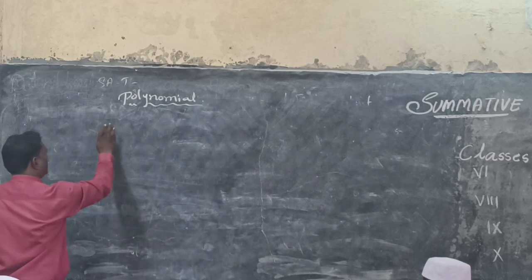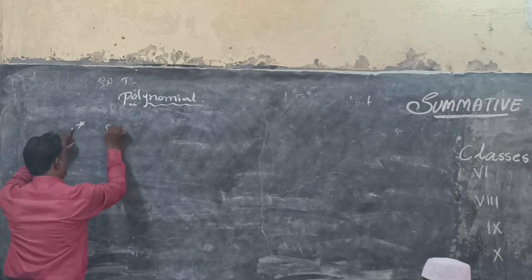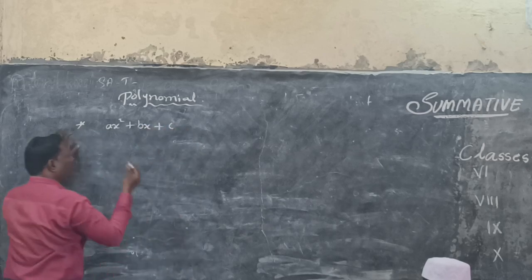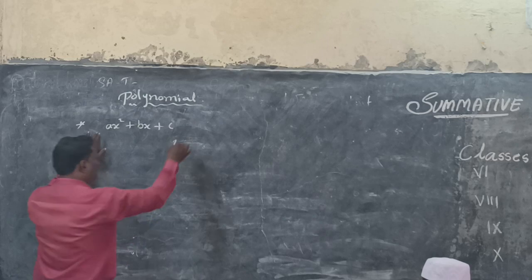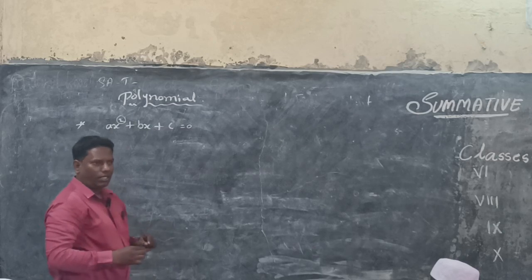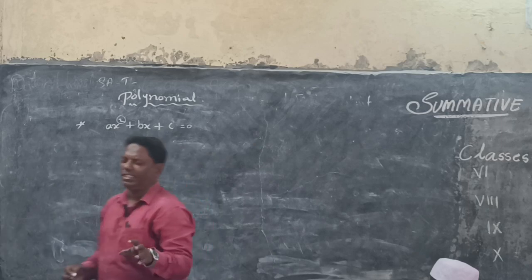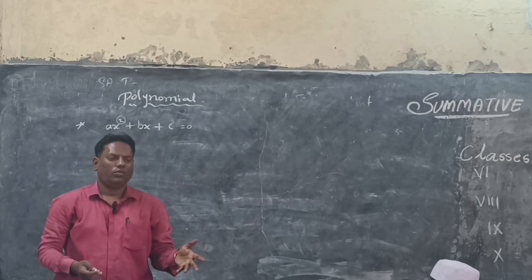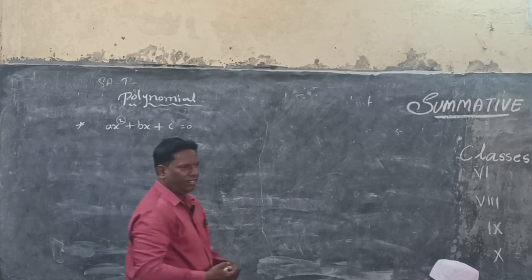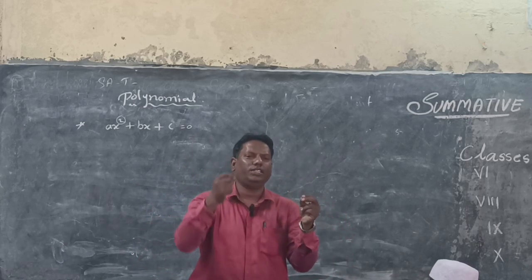You see, first, so many things are there. Look here. First, ax squared plus bx plus c is equal to 0. Now the highest degree of x is 2, so it is called a polynomial of degree 2. If they ask in a simple way, what is the degree of the polynomial? 2. Why? Because the highest degree is 2.